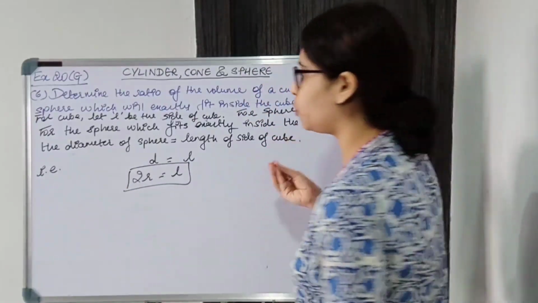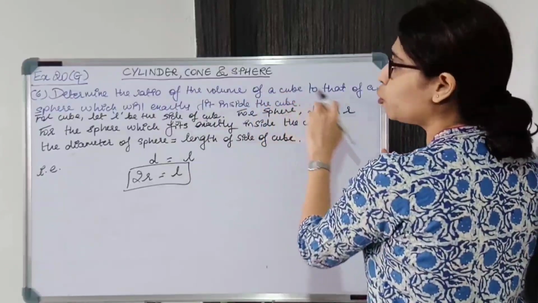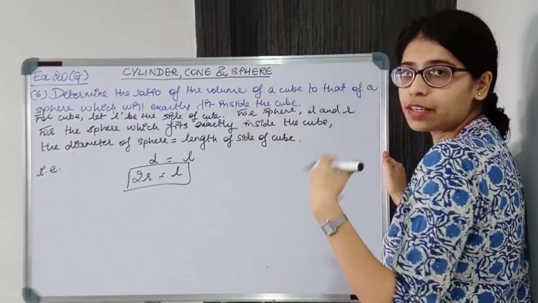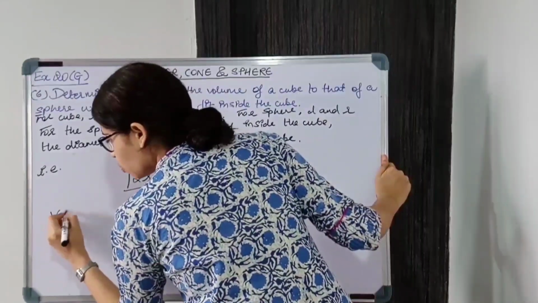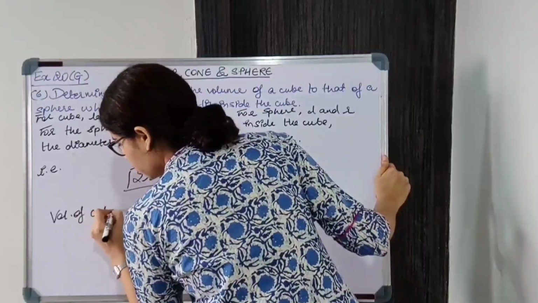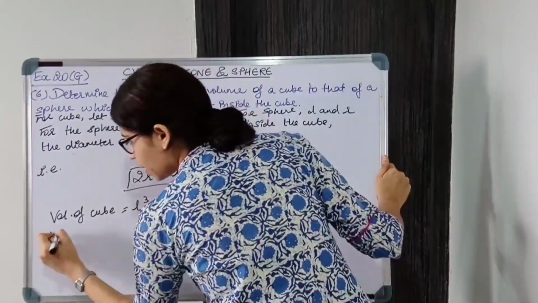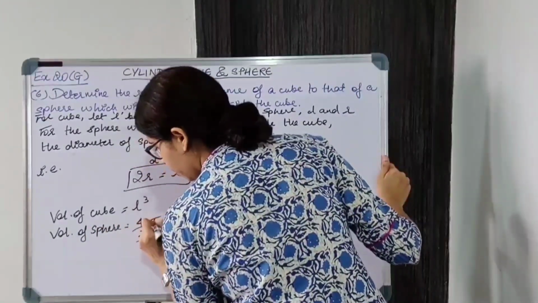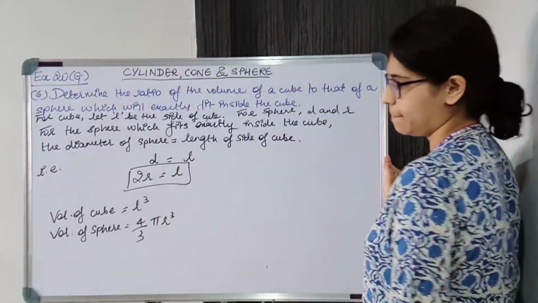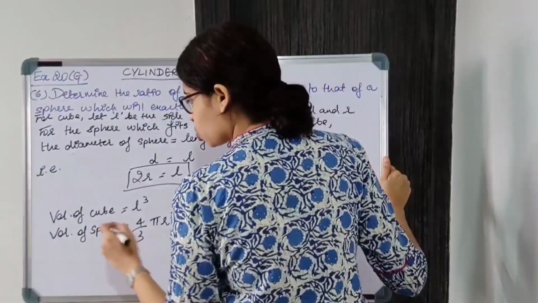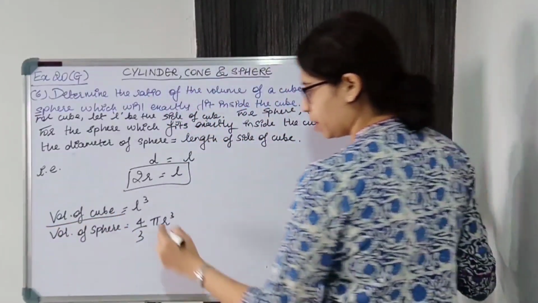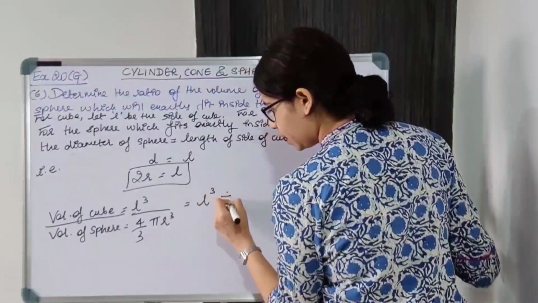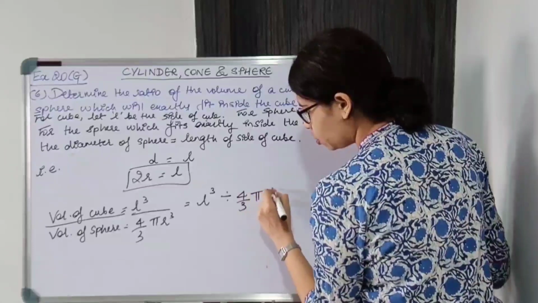Now we'll come to the volume. So we have to find the ratio of volume of cube to that of the sphere. Volume of cube is mentioned first, then that of the sphere. So this will come in the numerator and that in the denominator. So volume of cube is equal to L cube and volume of sphere is 4 by 3 pi r cube. We have to find the ratio, so I'll directly do it here, divided by. This is nothing but L cube divided by 4 by 3 pi r cube.